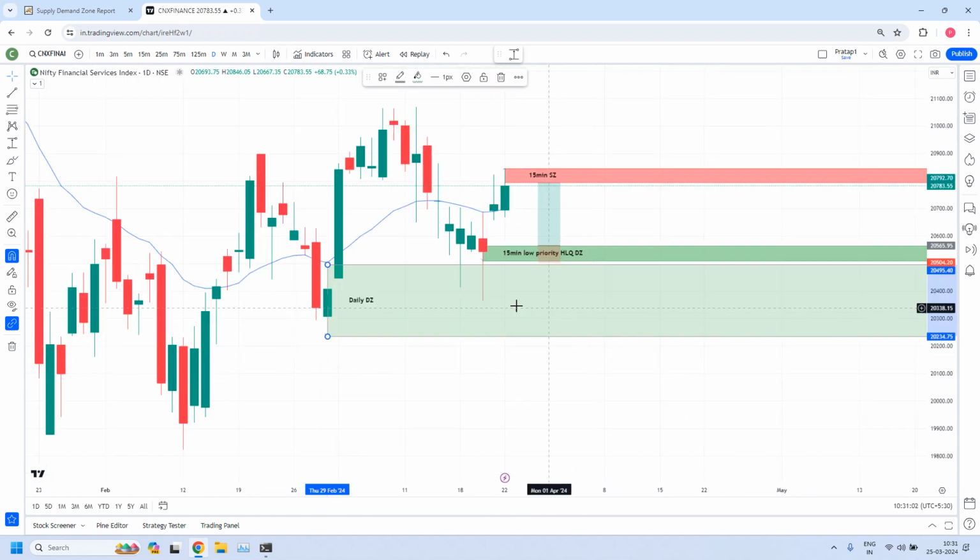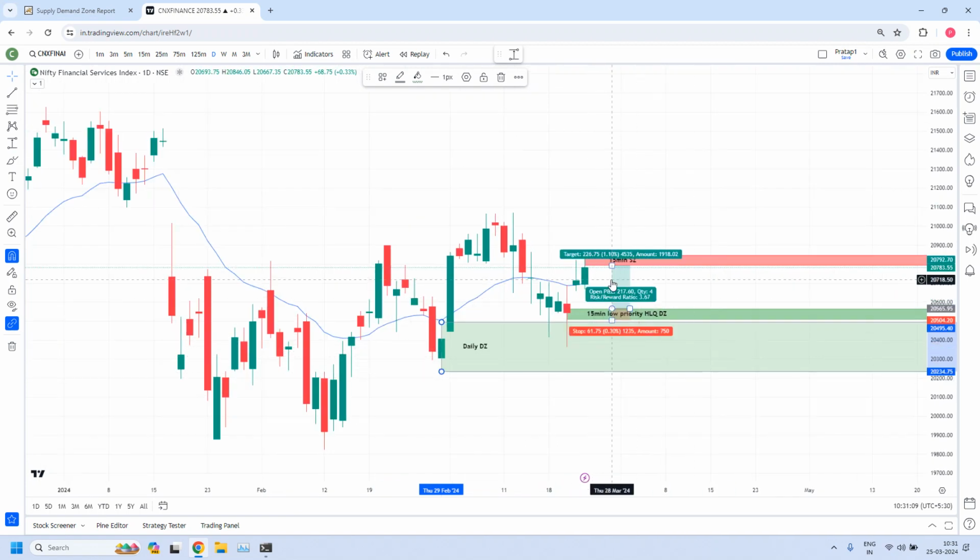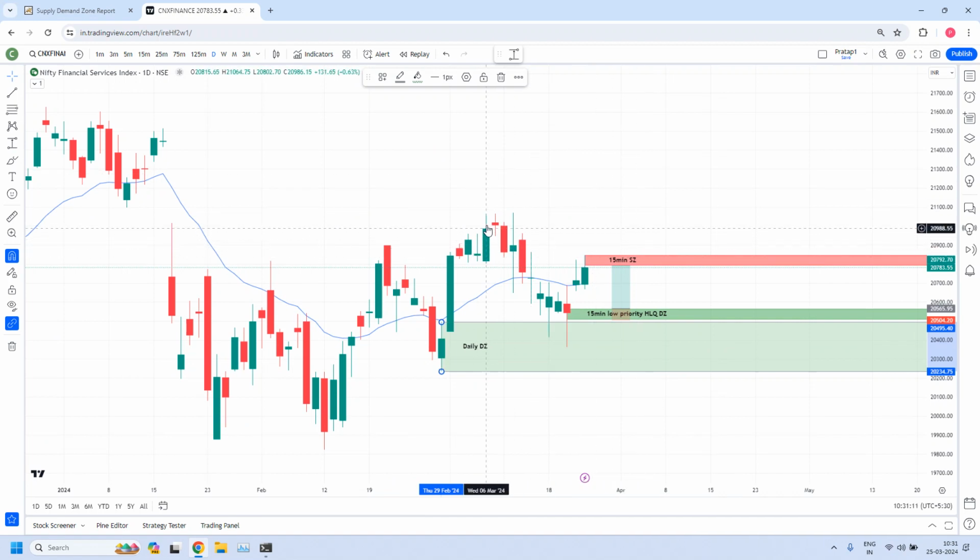Okay. So near the proximal line, a little above, we have this zone. Then supply zone, rally, base. This is not a good leg out, so this is not valid. After that ERC candle, so we don't have a valid supply zone here.